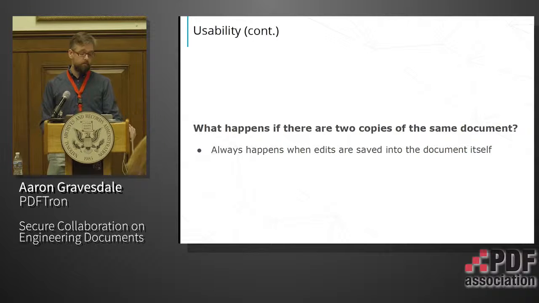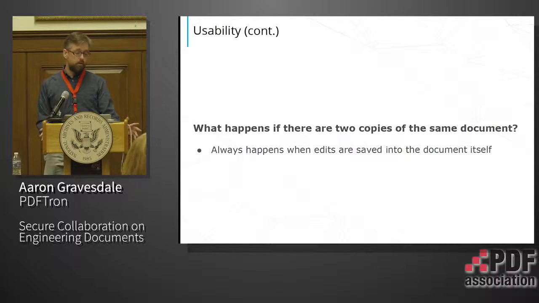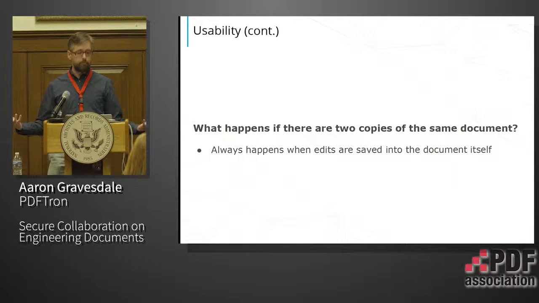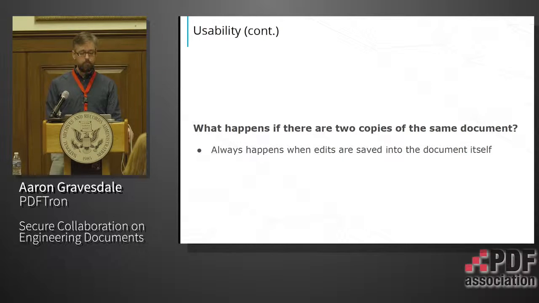And what happens if there are two copies of the same document, just in general? And this kind of always happens if two people are editing a document and then saving the annotations directly into the document instead of separately. So if every edit to the document always goes into the PDF, now if I want to show anyone else the edits that I've made, they need to see the entire document. I need to transfer the entire document over to them.